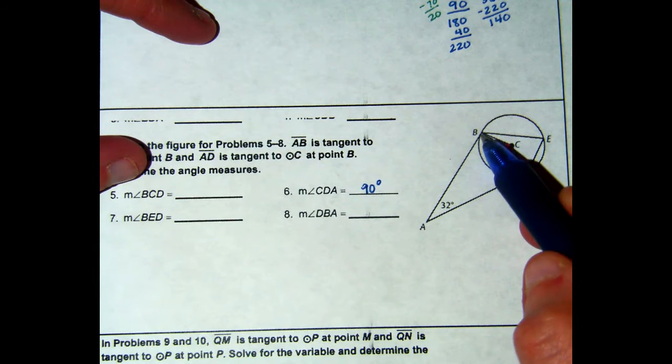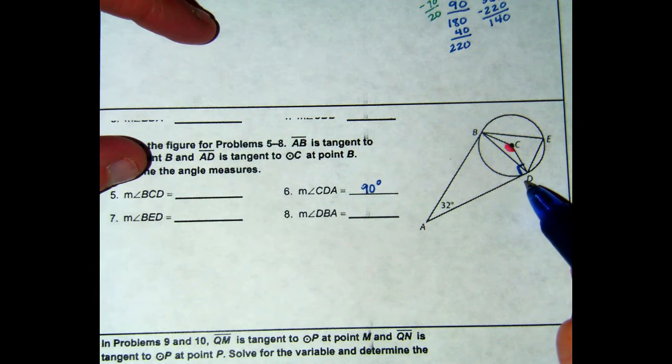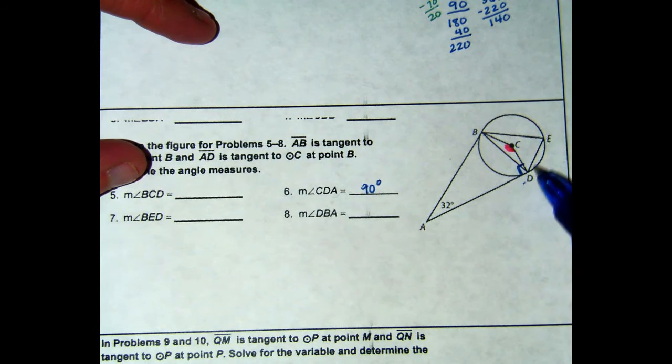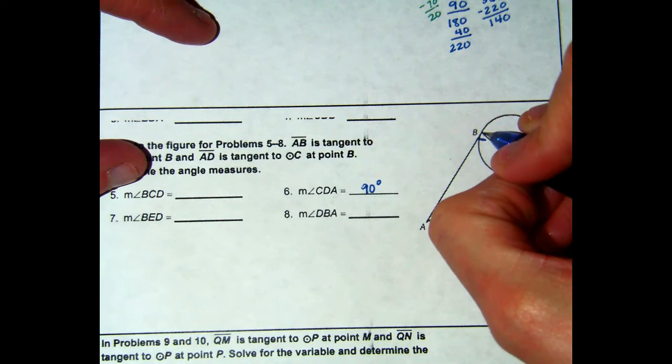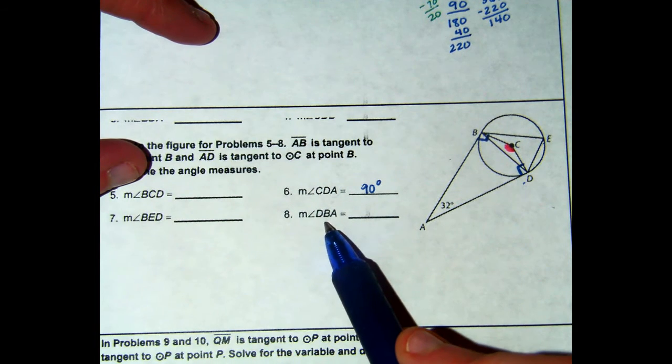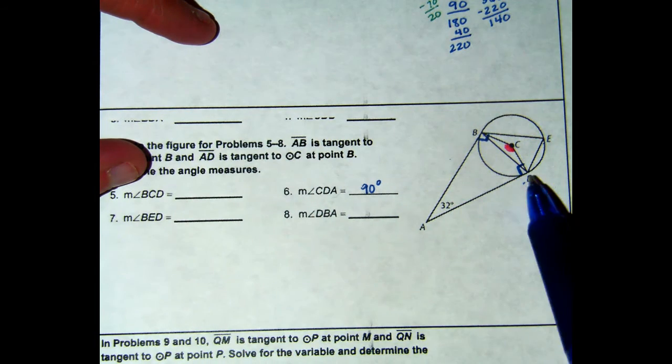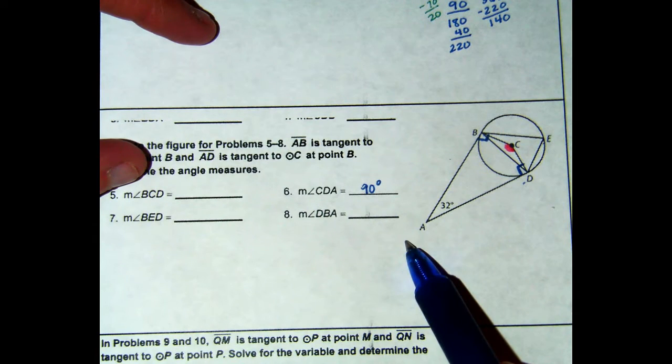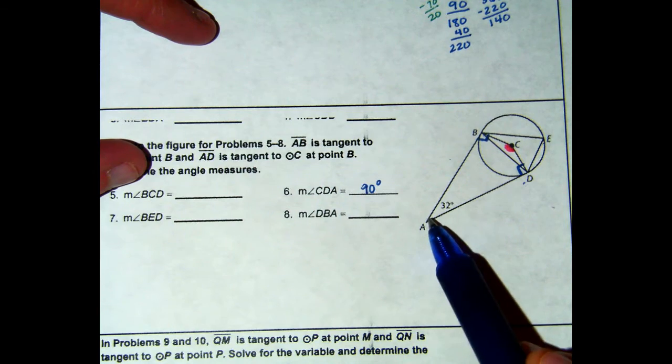Okay, can we find BED yet? BED? I think we need to find something else first. That one probably threw you for a loop for a minute, and you'll see why. Alright, how about DBA? Can I find that one yet? I can. Yes, I can.